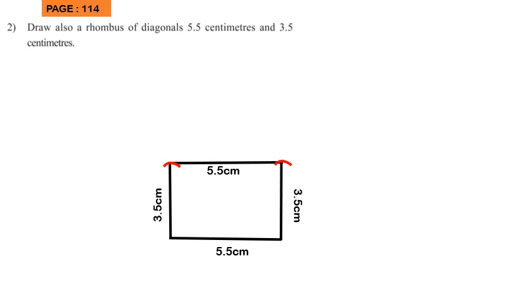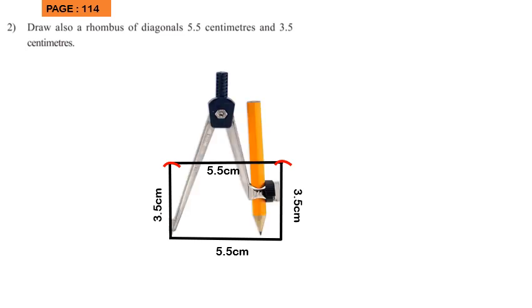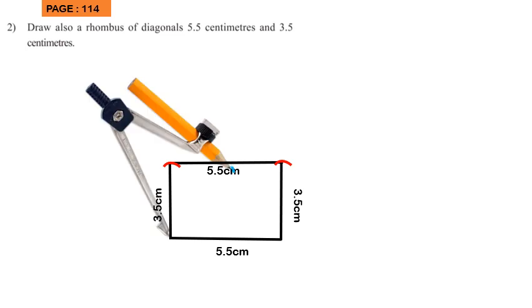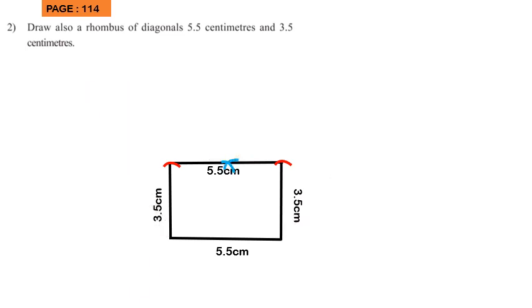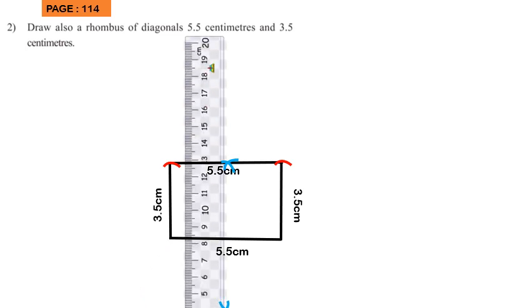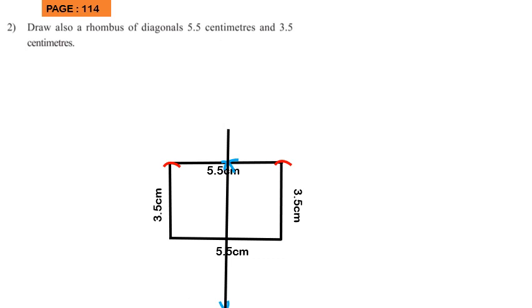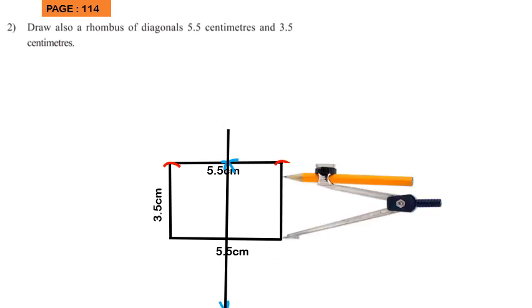Next, let us see the midpoint of these sides by drawing the perpendicular bisector. First, let us find the midpoint of these sides. For that, use a compass and take 3/4 of the length in it. Then draw arcs above the horizontal line as well as below the horizontal line. Then join these intersecting points by using a ruler.